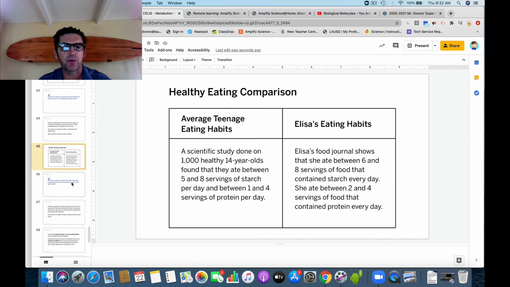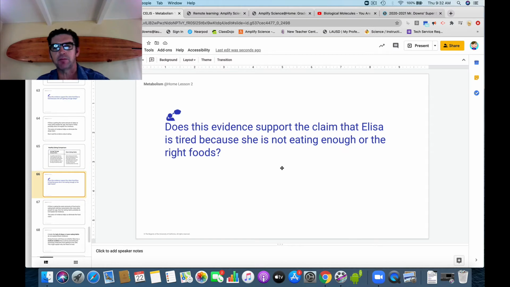I'm going to give you a couple minutes. Analyze the data. This is evidence. You're going to make a claim, not a CER. CER is claim, evidence, reasoning. You're just going to make a claim right now, 1 to 2 sentences. If you're a fast typer, you could go ahead and write some reasoning.